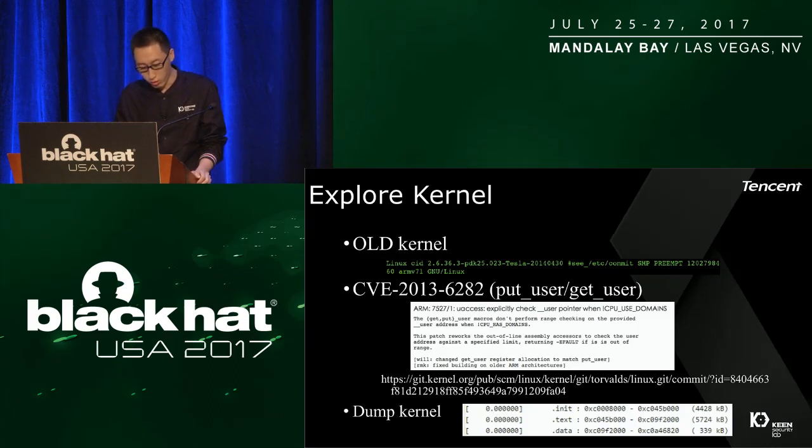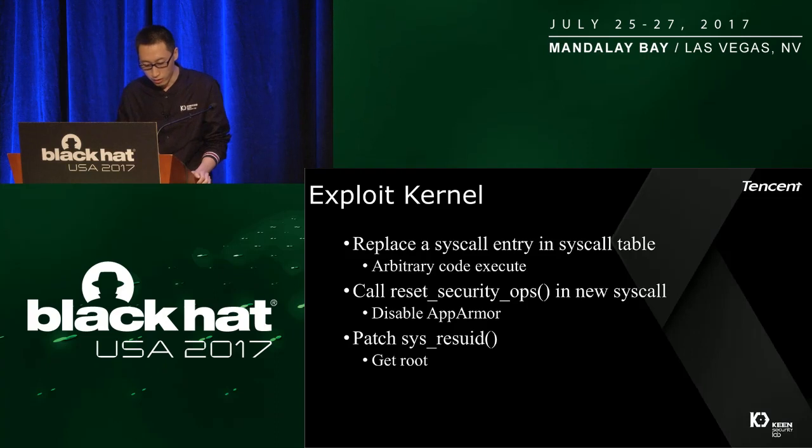From the message, we got the address of the kernel, and we fully dumped the kernel. The kernel exploit is straightforward: just corrupt a syscall entry, then call the reset_security_ops function to disable AppArmor. Last, pass this function to get root. Now the CID is completely compromised. So next, Du Yuefeng will talk about the ECU.